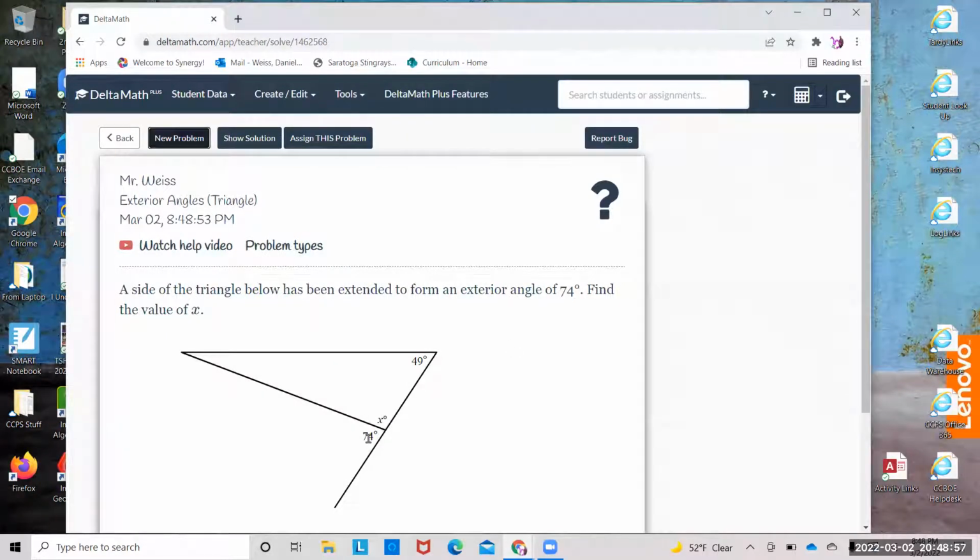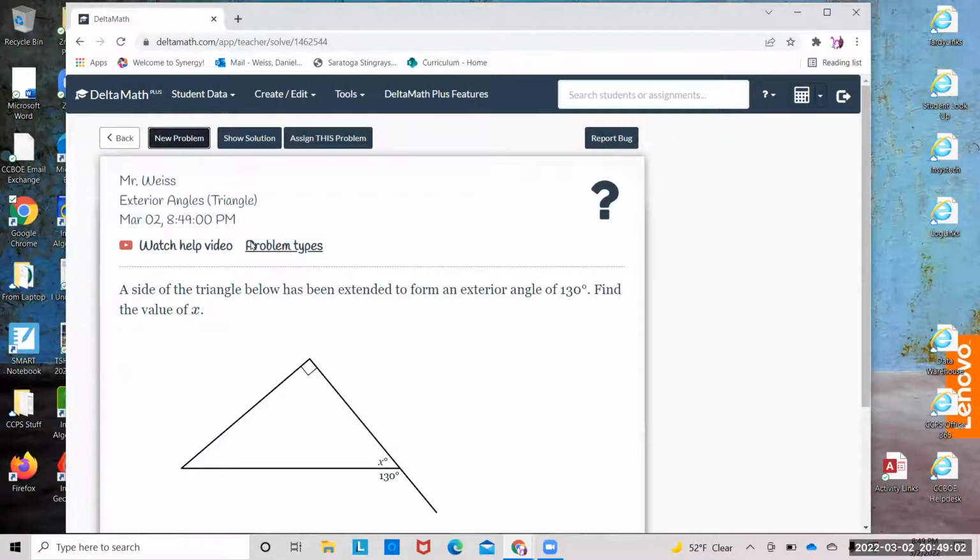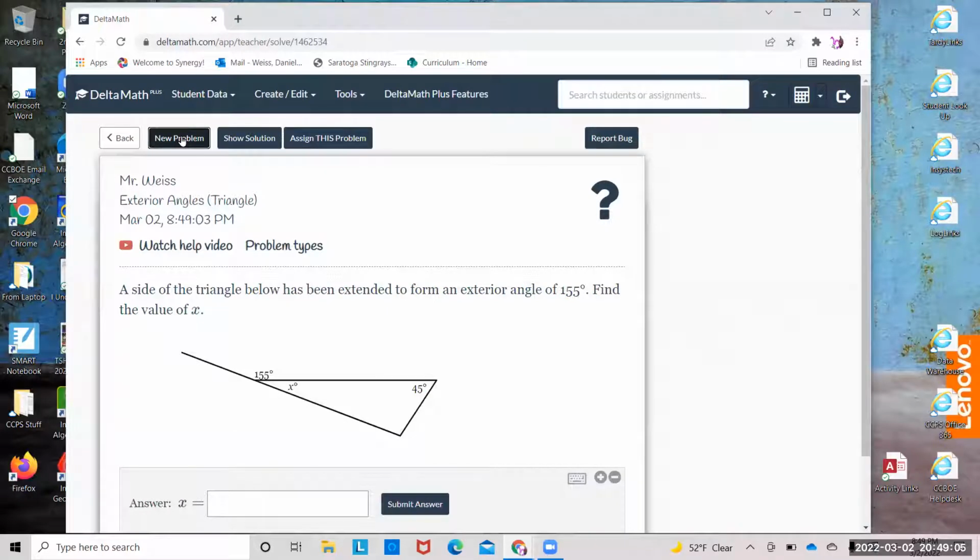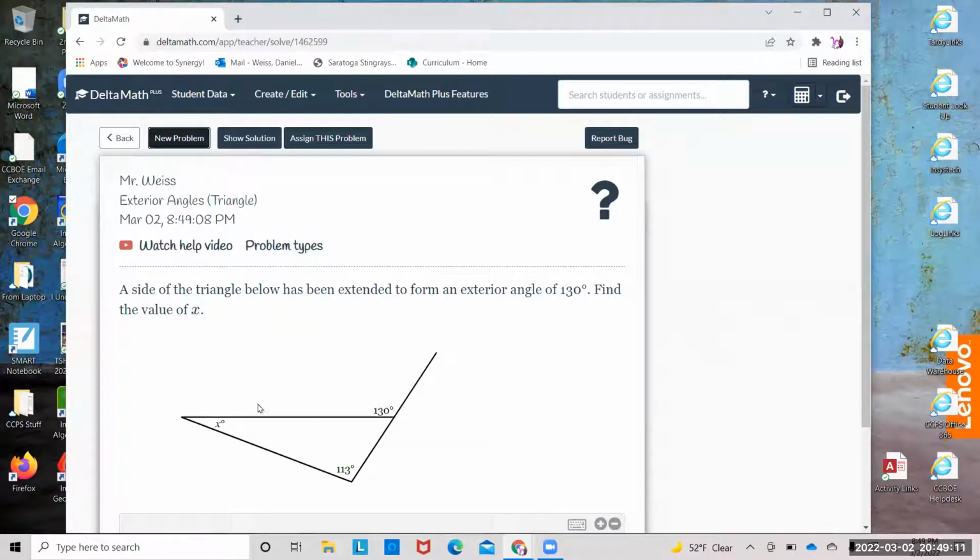These two add up to 180. Just do 180 minus 74. 180 minus 130. 180 minus 155. Here, x plus 113 equals 130. These two equal this one. The exterior angle here, the angle on the outside of the triangle, is equal to the two remote angles added together. X plus 113 equals 130. Solve for x.